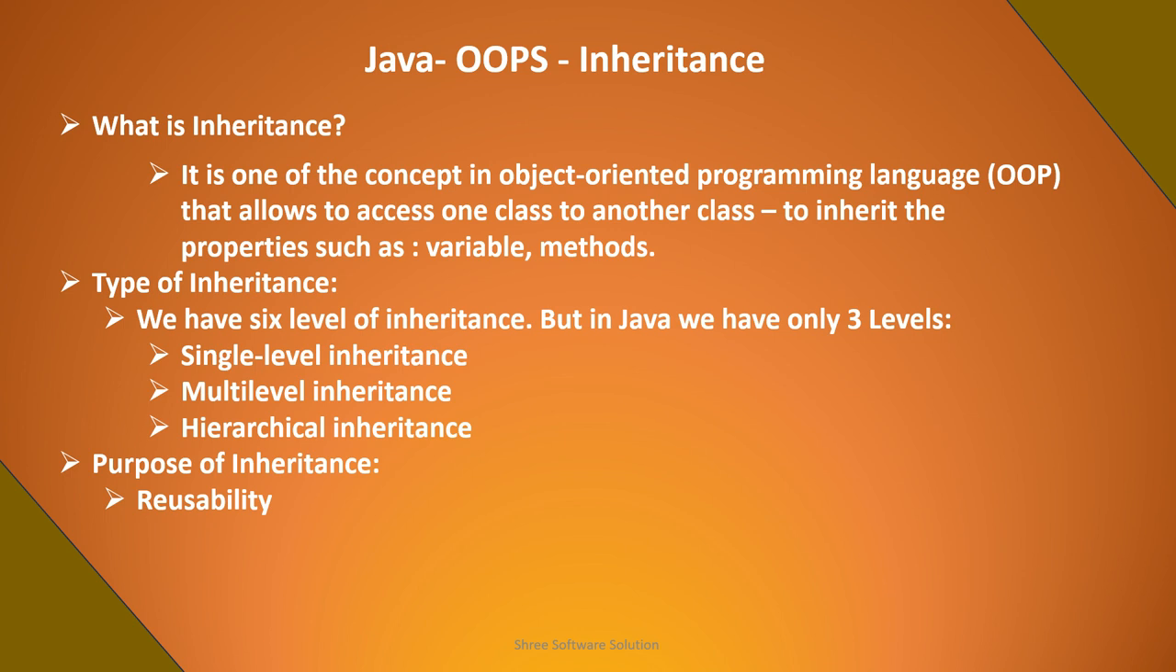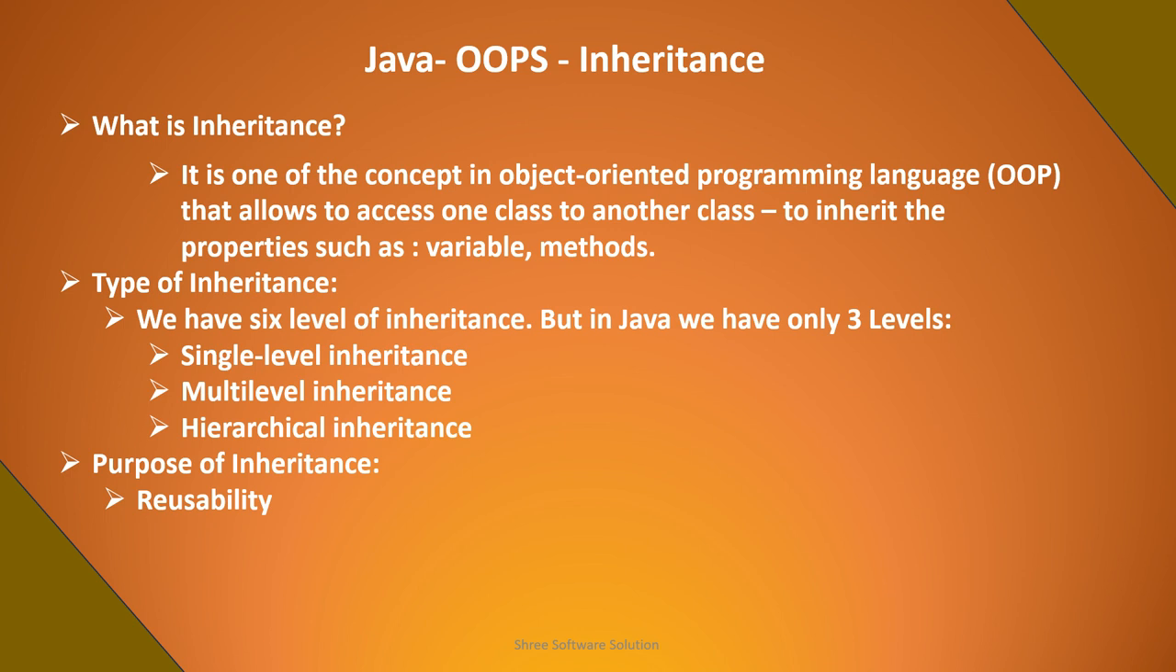Types of inheritance. We have six levels of inheritance, but in Java we have only three levels. It won't support all the six levels. In C++ we can write all the six levels of inheritance, but in Java particularly, we can write three levels of inheritance. They are single level inheritance, multi-level inheritance, and hierarchical inheritance. Only these three levels we are supposed to write in Java applications.